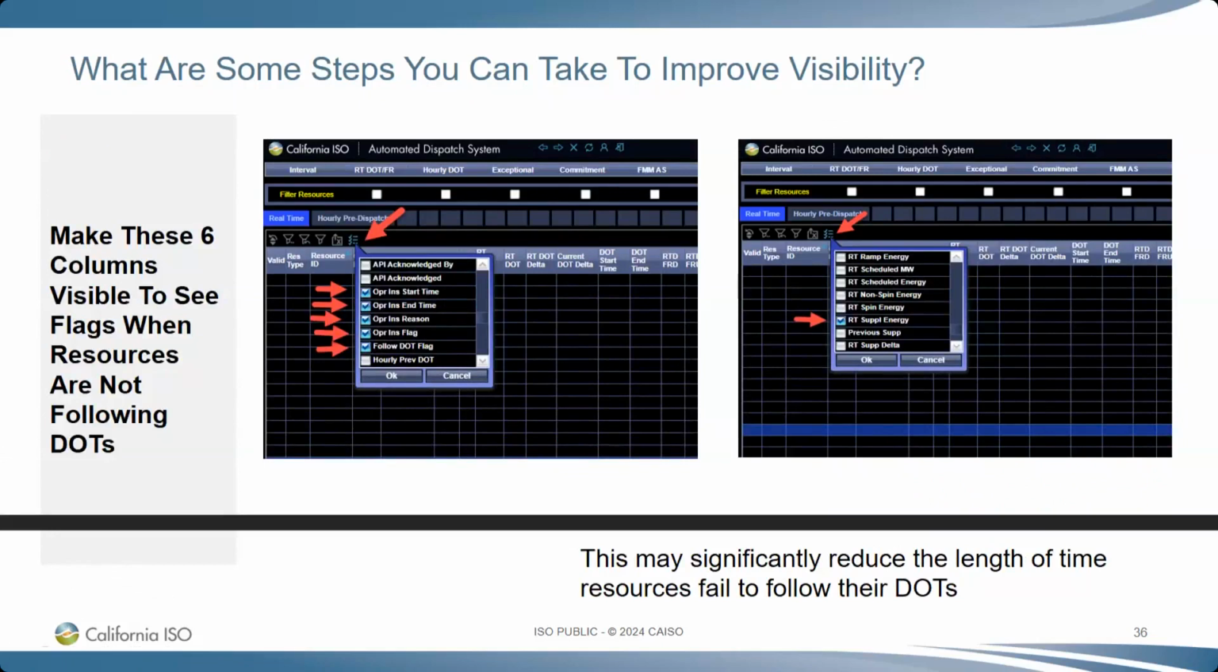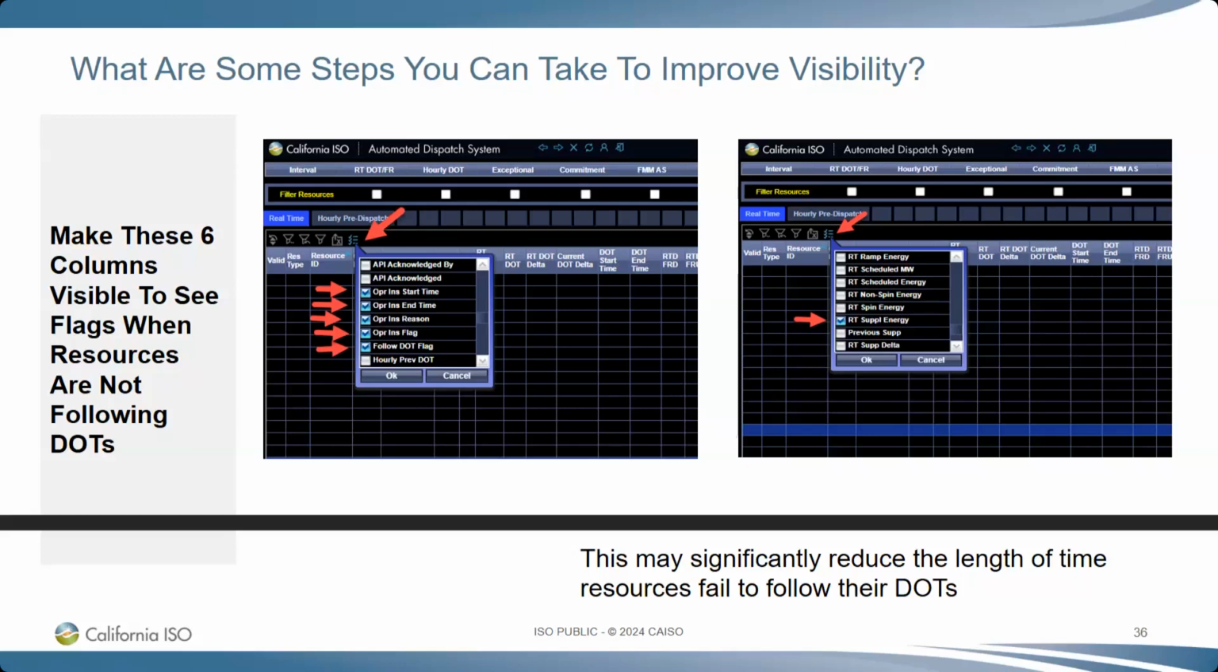So what can you do to make sure that you're getting that information? I apologize if I misspoke, but you're going to be looking at this information and you want to be able to see what is being sent out by the gen dispatcher, the real-time market operator. So when you're in ADS, expose a couple of fields and set them so that you always see these particular columns. That's going to help you make sure you're seeing the information when maybe your resource is not following your DOTs, your dispatch operating targets.